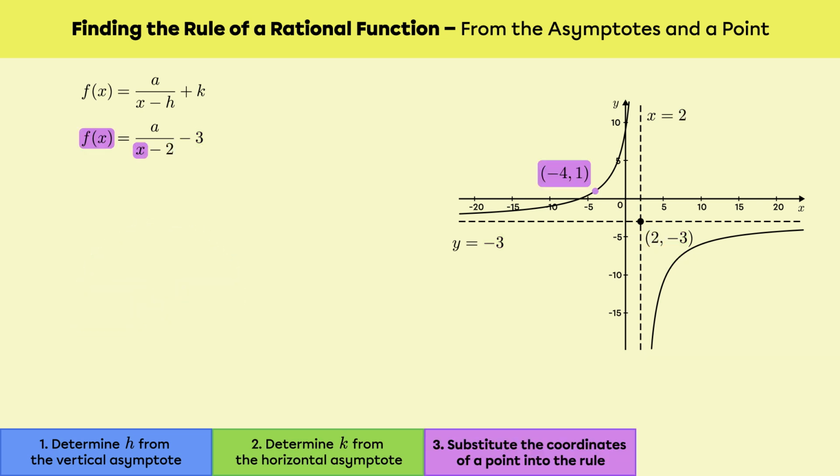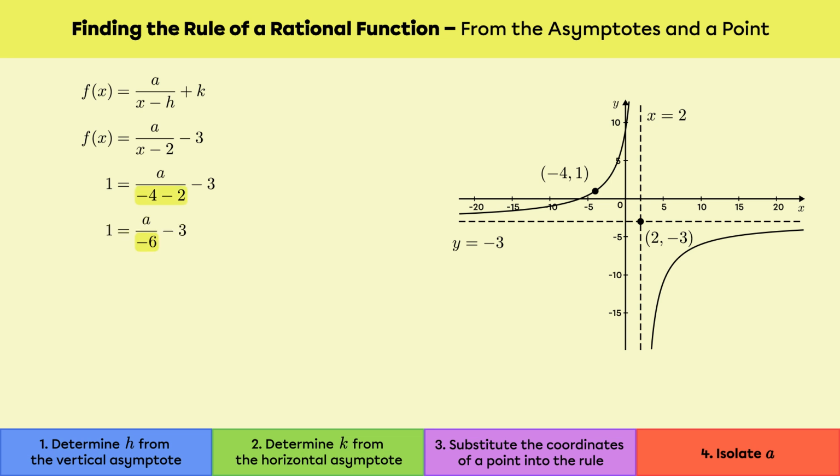Now, replace the coordinates of a point on the curve in the rule to get the following equation. 1 equals a over negative 4 minus 2, minus 3. All that's left to do is to isolate a. Start by calculating the denominator. Negative 4 minus 2 is negative 6. Then add 3 to each side of the equation. We get 4 equals a divided by negative 6. Multiply by negative 6, and we find that negative 24 is the value of a.